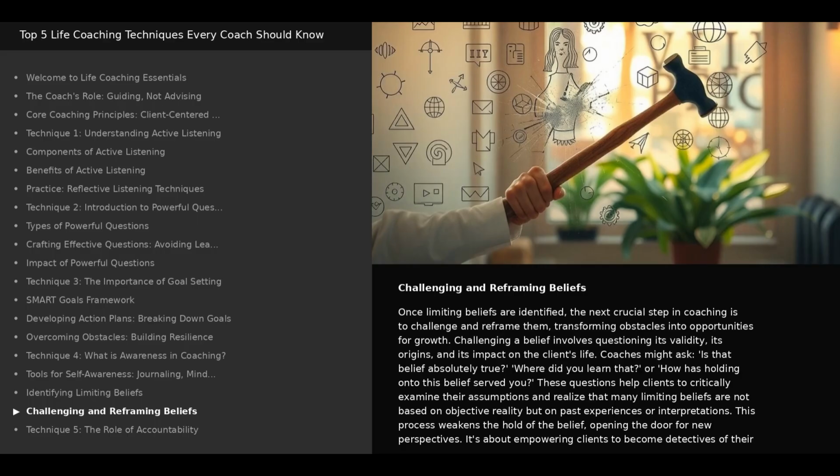These questions help clients to critically examine their assumptions and realize that many limiting beliefs are not based on objective reality, but on past experiences or interpretations. This process weakens the hold of the belief, opening the door for new perspectives. It's about empowering clients to become detectives of their own minds.